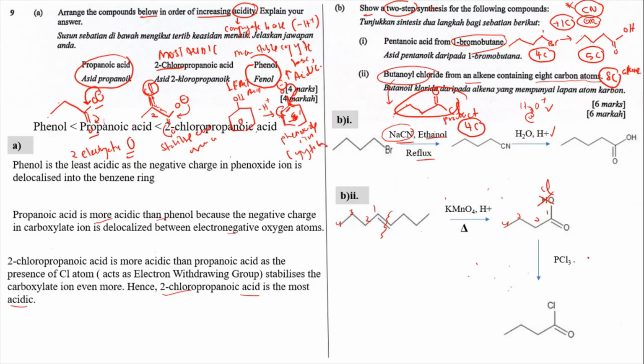Okay, so this is the butanoyl chloride. So you're going to involve 1 step and 2 step. Okay, so that's all for question number 9.